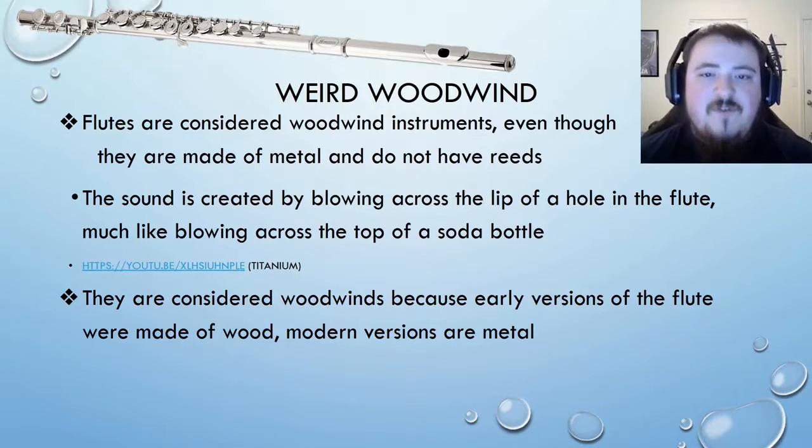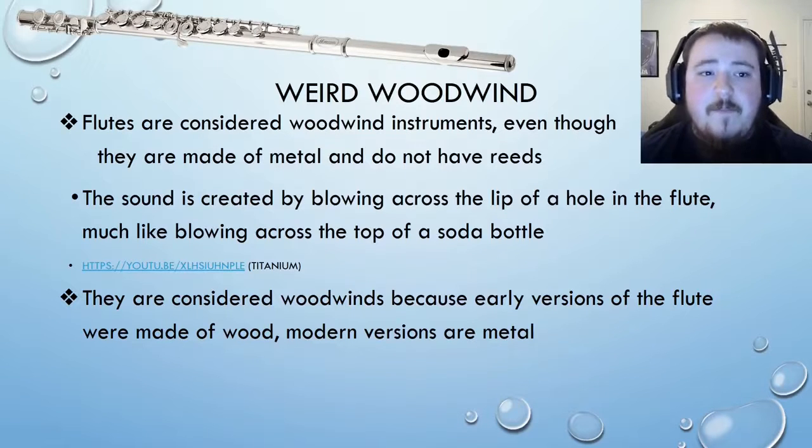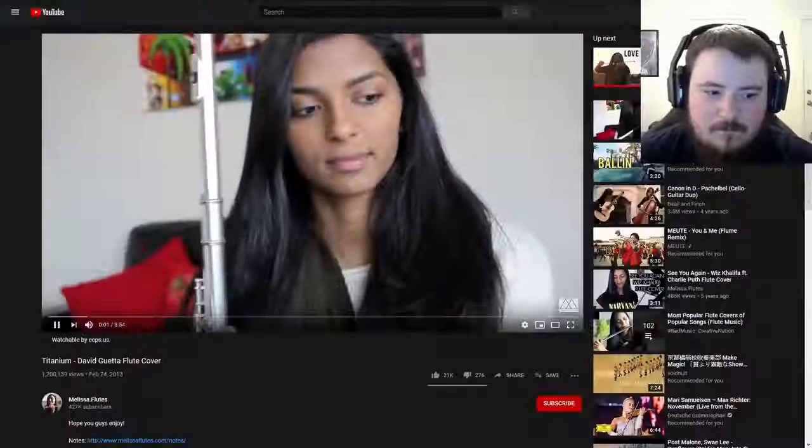A wooden flute is usually a lot more mellow and a lot quieter, whereas a metal flute is more piercing and it's easier to hear. That's why modern flutes are made out of metal. However, they are considered a woodwind because when people first started making flutes, they were made out of wood. Here is an example of someone playing a flute.